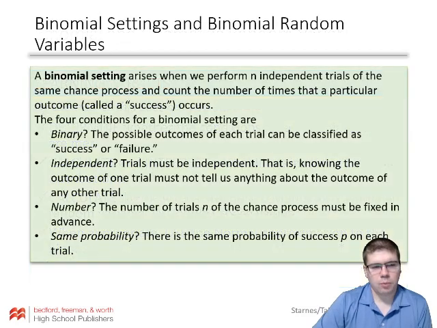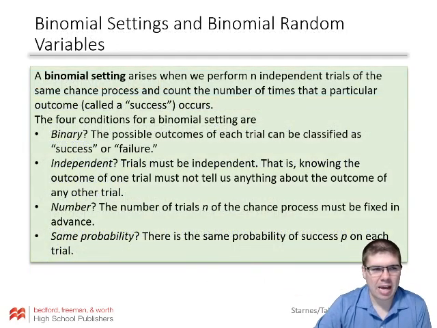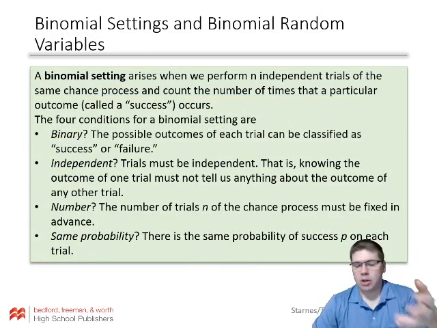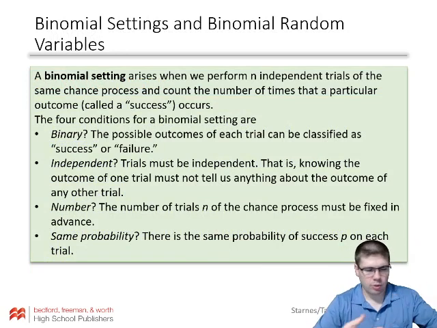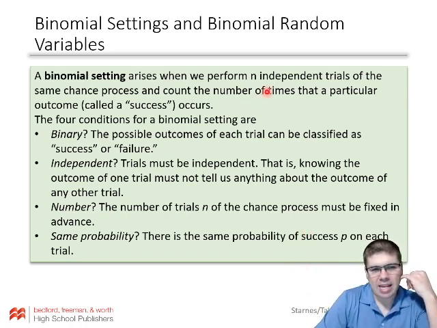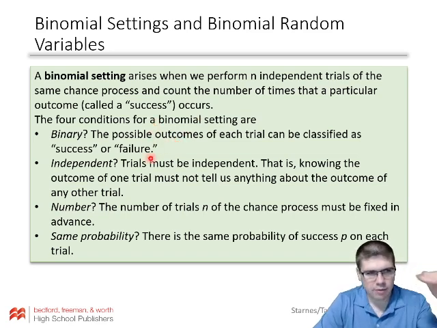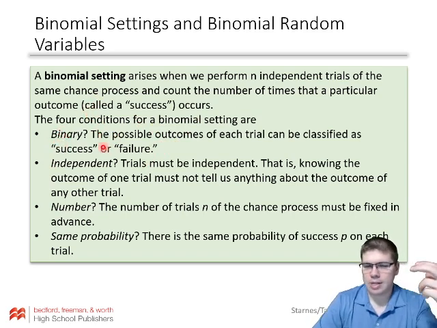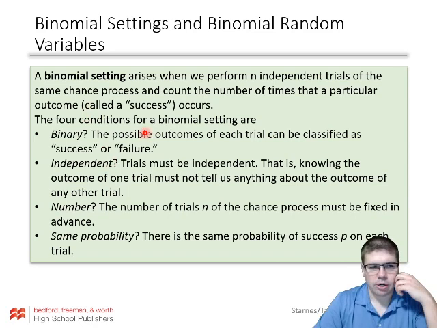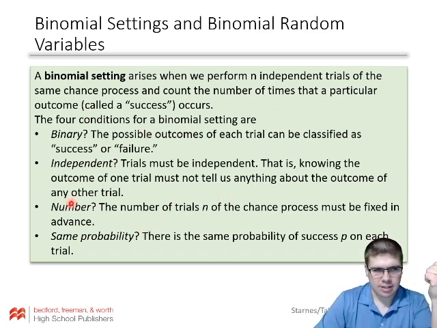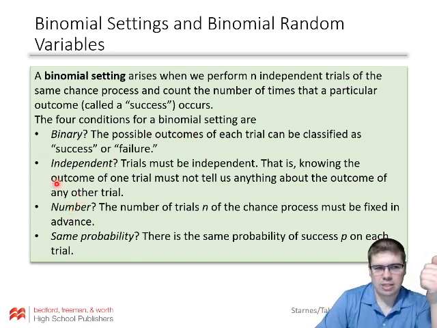So first of all, we need to know when we're dealing with a binomial setting. So a binomial distribution is appropriate, that you should be doing binomial calculations. And this setting arises when we perform n independent trials, some fixed number of independent trials of the same chance process, and count the number of times that a particular outcome that we refer to as success occurs. The four conditions for a binomial setting are, they've got this set of questions you can ask yourself.